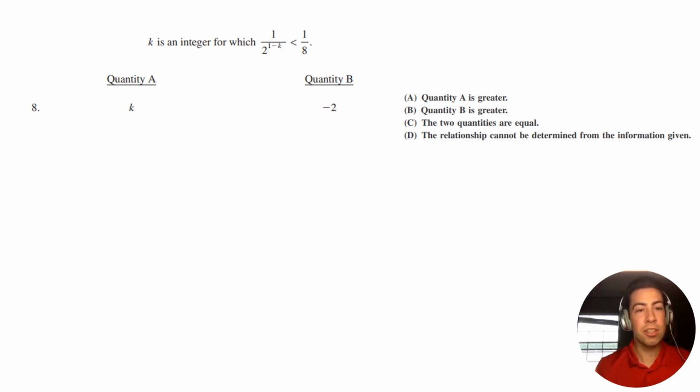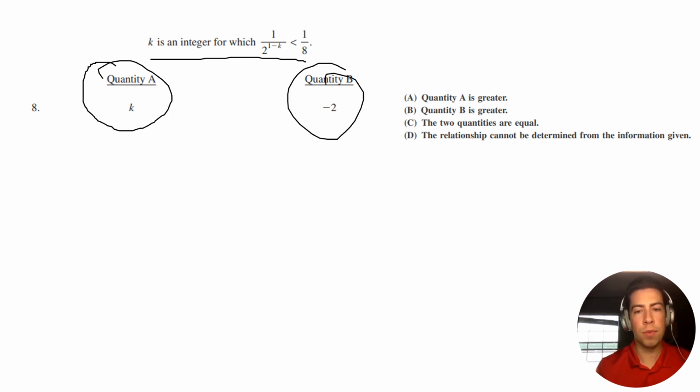So we have k as an integer for which 1 divided by 2 to the 1 minus k power is less than 1 divided by 8. So that's our equation. And we have quantity A is k, and quantity B is -2.